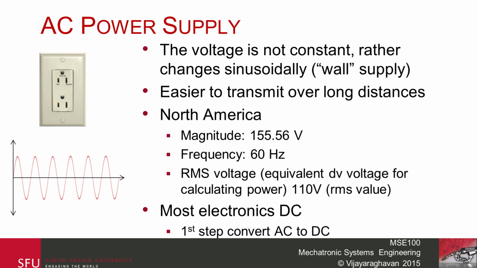Anyway, as far as we are concerned, in North America, the typical power supply from the wall is known as a 110 volt supply, which corresponds to a sinusoidal magnitude of 155.56 volts, and the frequency is 60 hertz. This corresponds to an RMS value, which measures the equivalent power that's delivered by this voltage, and the RMS value for the voltage that comes in the wall is about 110 volts. Most electronic components use DC, so the first step is to convert this AC into a DC voltage that can be used in an electronic component.